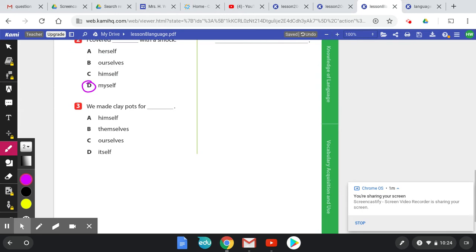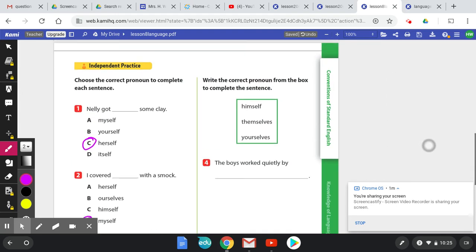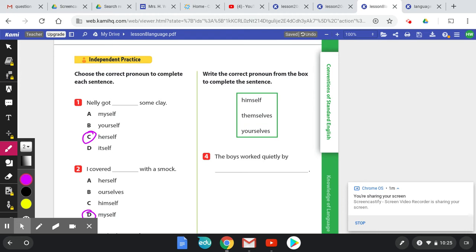That's kind of like an apron. Number 3, we made clay pots for blank. Talking about we, so we're talking about more than one, plural. We made clay pots for ourselves. And number 4, the boys worked quietly by what? You're talking about boys now, more than one, by themselves. You should have written the word themselves up there. Okay? So I hope you did good there.